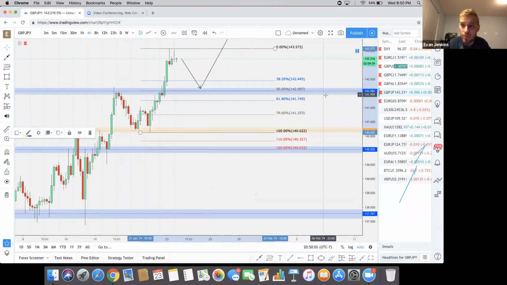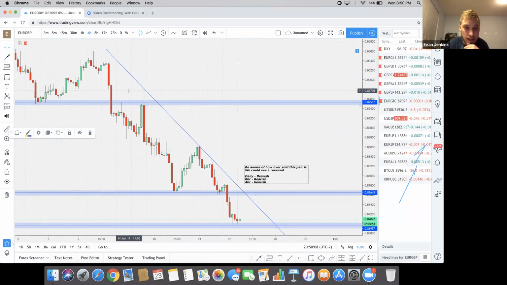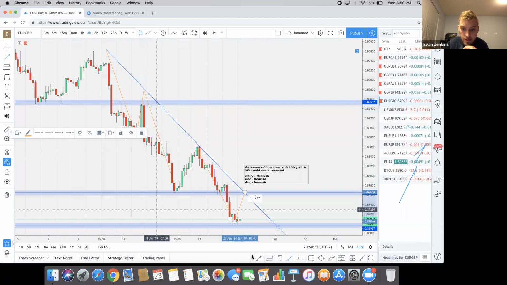Cool. That's pretty much it for the pairs that I'm watching. Euro GBP, I really like how this is trending. This is really clean. So we have our lower low, our lower high, our lower low, lower high. It looks like we're making our lower low. So now it looks like we need to make our lower high and then continue down.